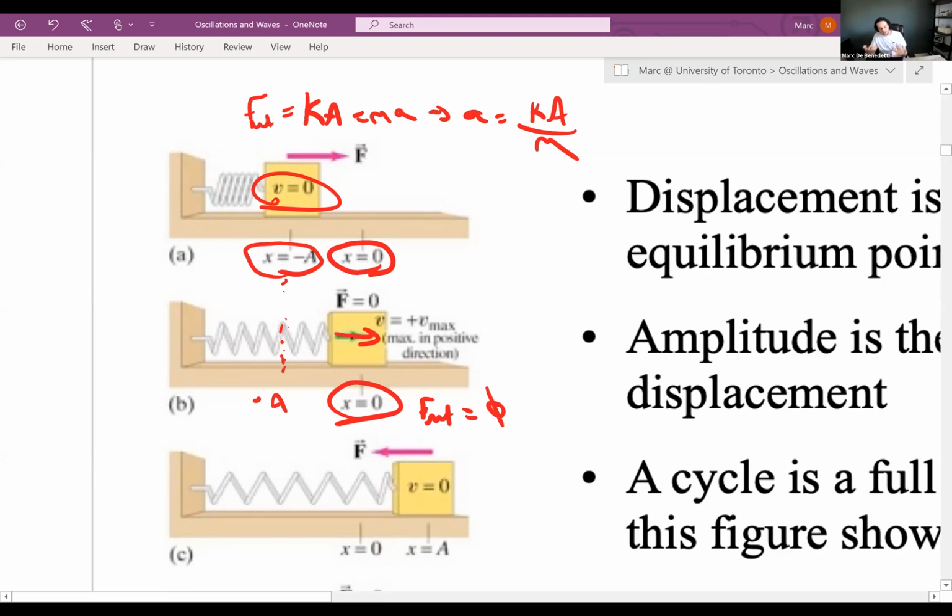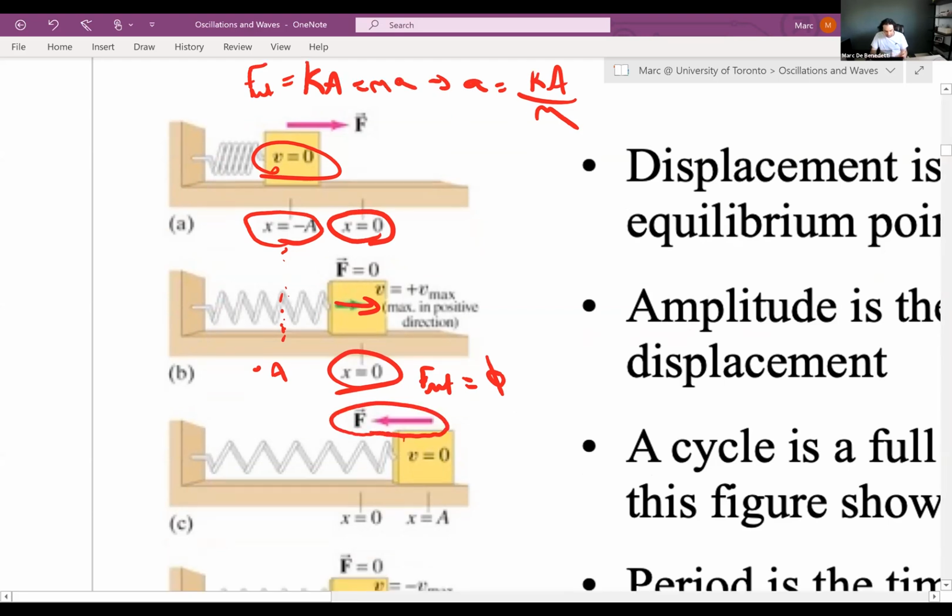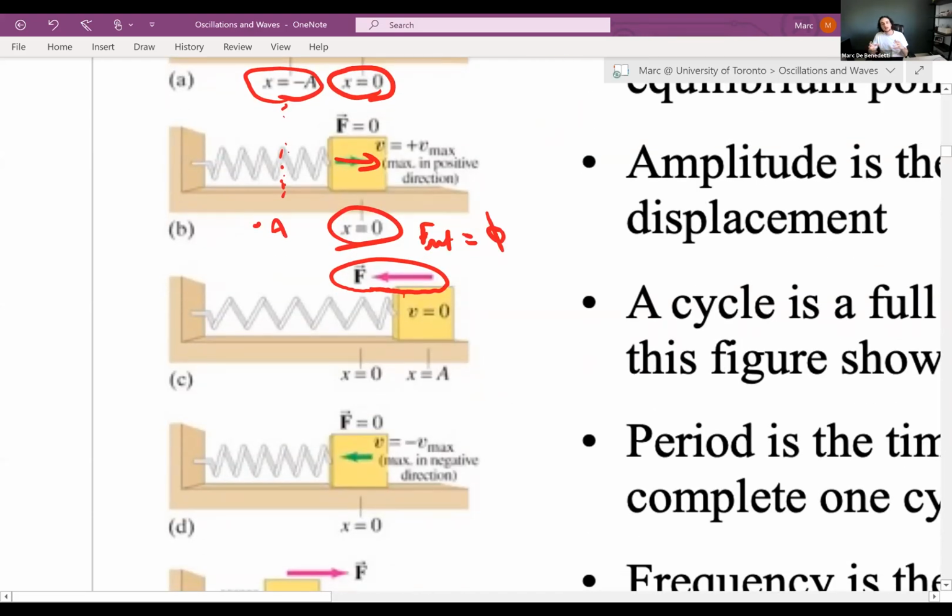Then as it continues forward, x is no longer 0. x becomes positive, and the spring starts to pull backwards. As we see here in the next image, there is a negative acceleration with a forward velocity, which means the block starts to slow down.